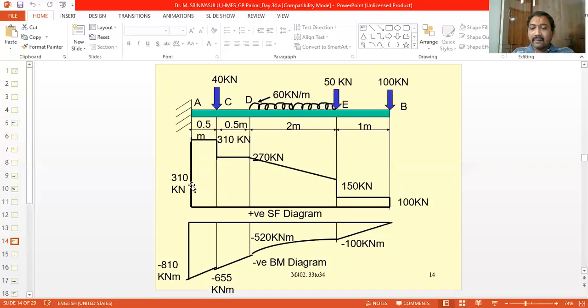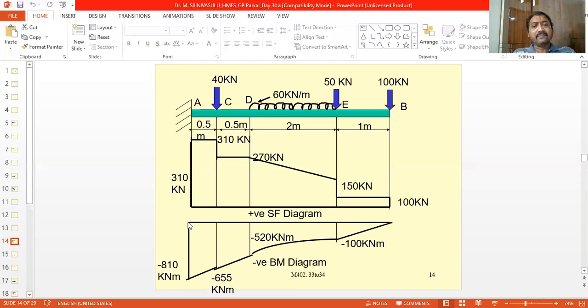Now, from this we can estimate where the shear force is acting, and how much. From seeing this figure, the maximum shear force is acting at point A, that is the fixed end, and that must be equal to 310 kilonewtons. And coming to the bending moment diagram, the maximum bending moment will occur at the fixed end, that is the point A, and the value of the maximum bending moment is equal to minus 810 kilonewton meters.